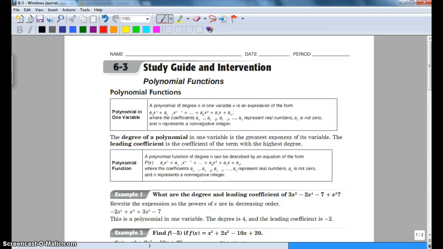Hello, welcome to section 6.3, polynomial functions. A polynomial in one variable.